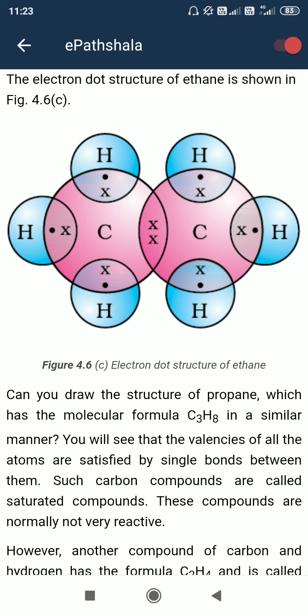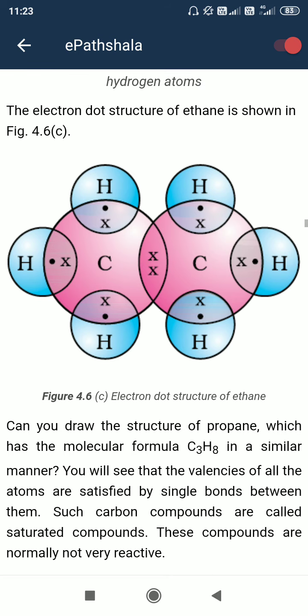You can see the bonds there. Actually, see, 1 2 3, 3 means 6, and another is here. So a total of 7 bonds are there: 6 bonds between carbon and hydrogen, and 1 bond between carbon and carbon. So the carbon-carbon bond is also a covalent bond, and the carbon-hydrogen bond is also a covalent bond. And here it is saturated, means only single bonded.